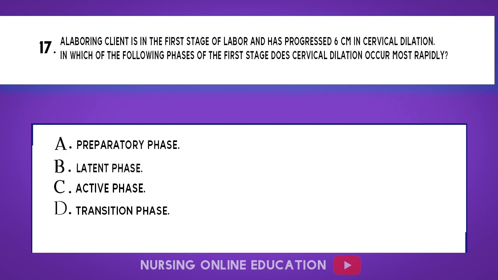17. A laboring client is in the first stage of labor and has progressed 6 centimeters in cervical dilation. In which of the following phases of the first stage does cervical dilation occur most rapidly? A. Preparatory phase, B. Latent phase, C. Active phase, D. Transition phase. The answer is option C, active phase.